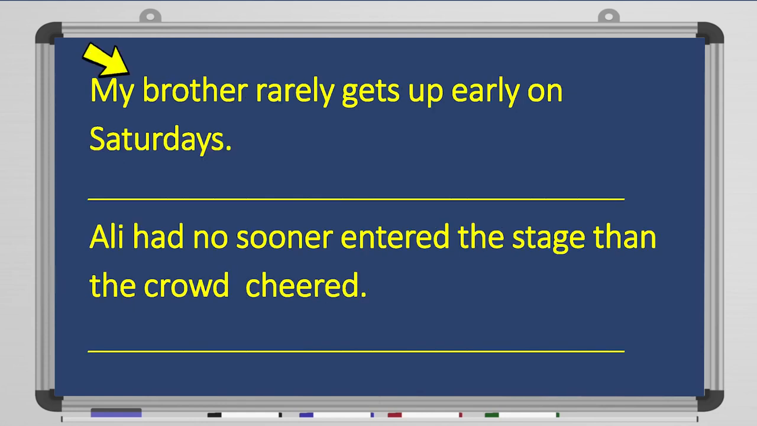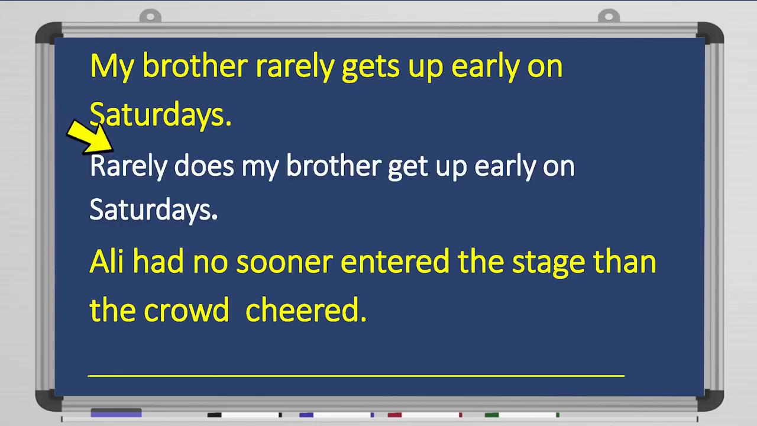My brother rarely gets up early on Saturdays. How do we arrange the sentence, or how do we invert it? We invert it by using the equation that you all by now must have memorized. So rarely, what? We're going to add what? An auxiliary because it's not there. Rarely does my brother get up early on Saturdays. What did we remove? The S. Very, very simple.